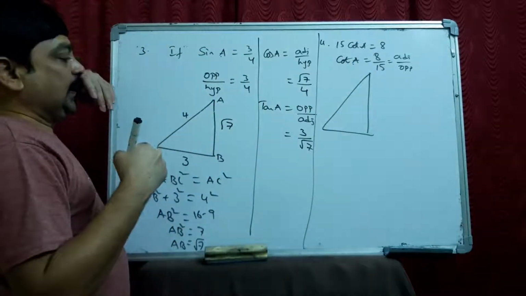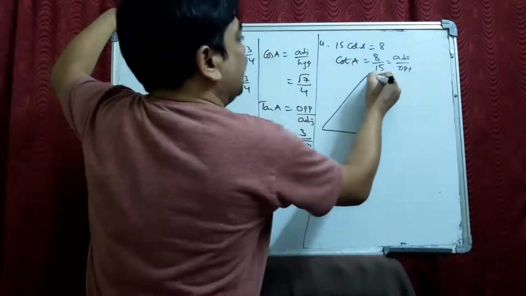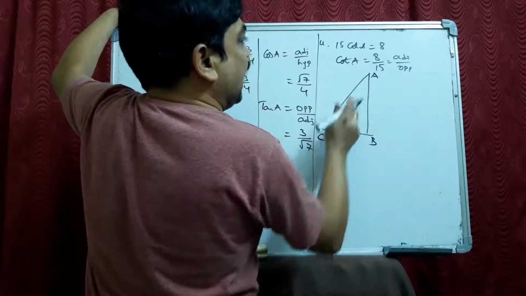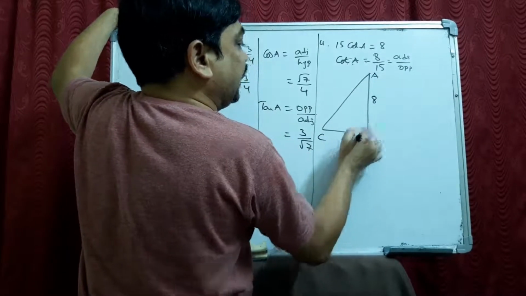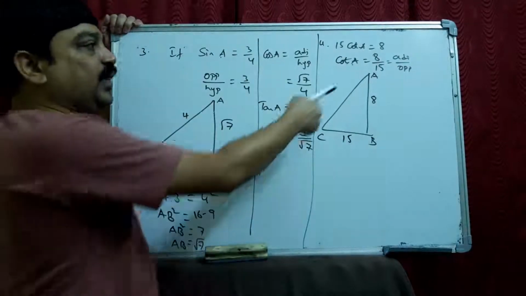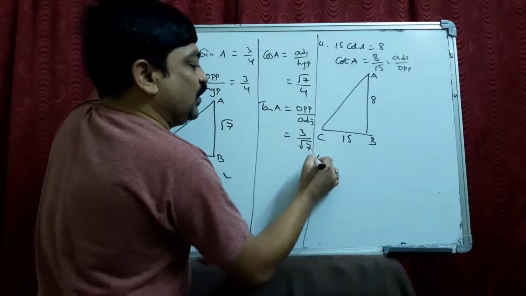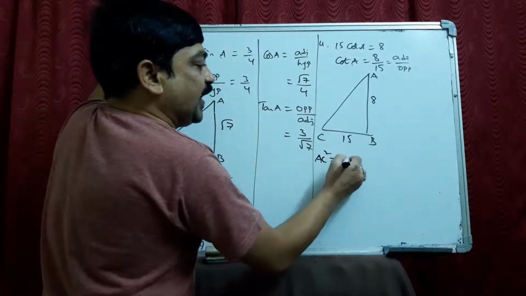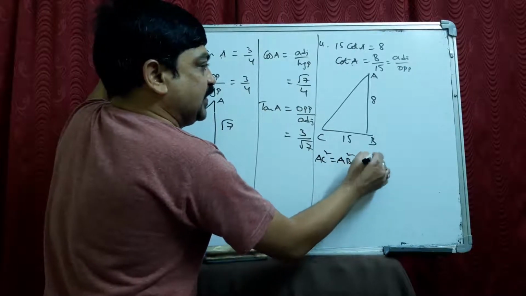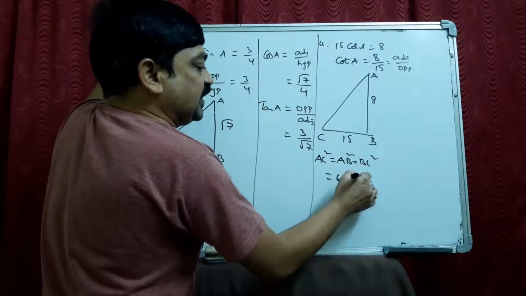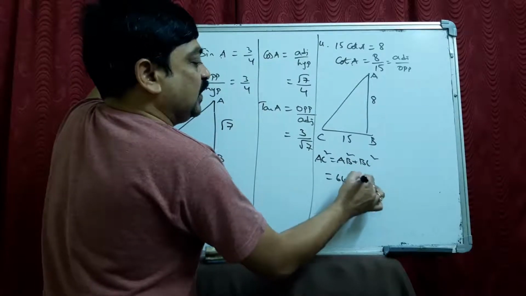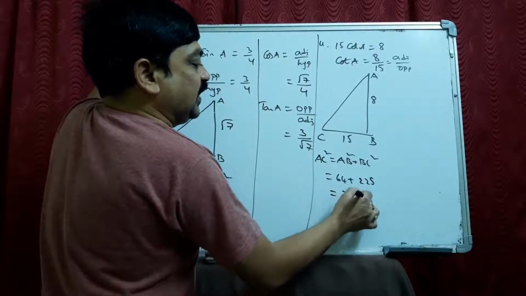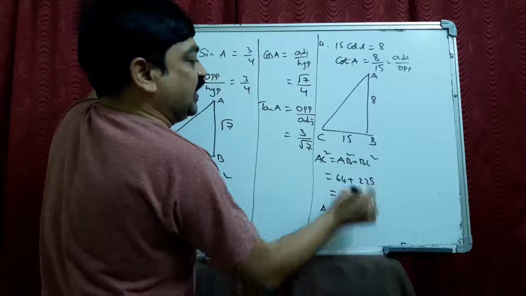They have given A. So let us take A here, B here, C here. Adjacent to A, 8. Opposite to A, 15. So let us find out this one. So we know AC square is, using Pythagoras, AB square plus BC square. 64 plus 15 square, 225. That is 289. So AC is equal to 17.